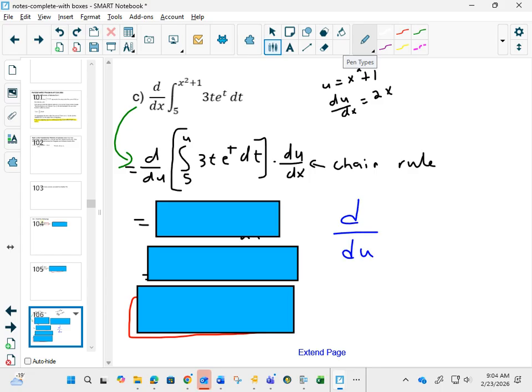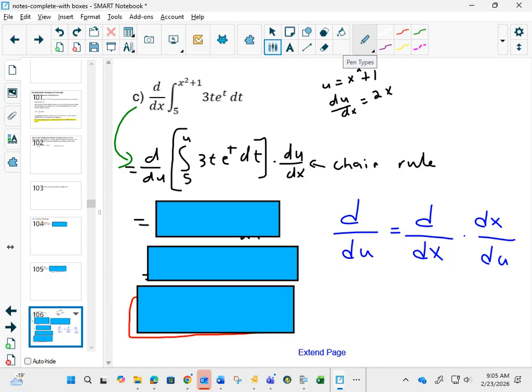I didn't have DDU. How can I change DDX to DDU? Well, I don't want the DDX on the bottom anymore. So with fraction rules, you see if you had a DX on the top, it would cancel with the DX on the bottom. But I want the DU on the bottom, so I'm going to need this.